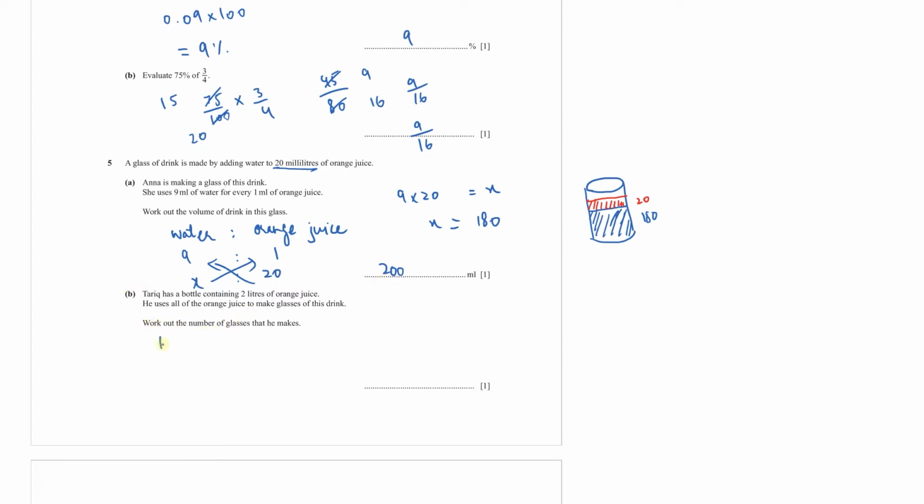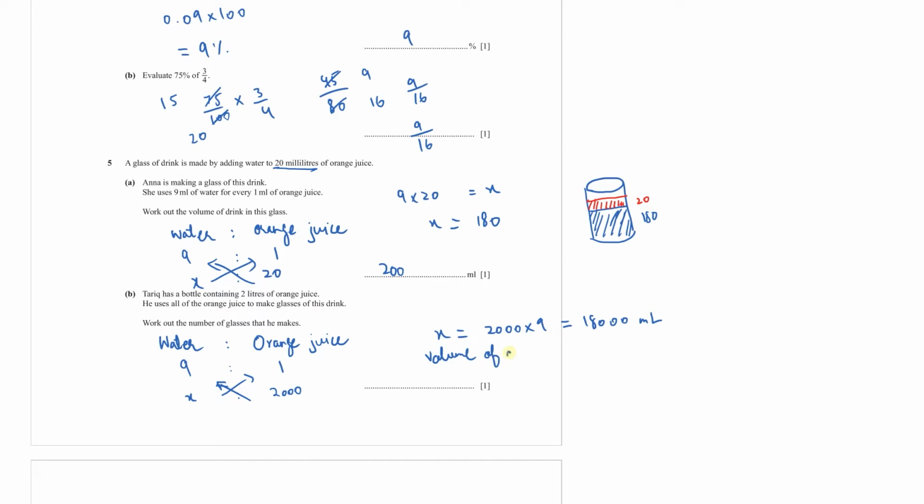So let me again write here water ratio orange juice. And we know that the ratio is 9 to 1. Now Tariq is using 2 liters of orange juice. So 2 liters in terms of milliliters will be 2000. So he has 2000 milliliters of orange juice. How much water does he need? Let's call this X. So again, I will cross multiply here. So this will give me X equals 2000 into 9, which is 18,000 milliliters of water. So Tariq will use 18,000 milliliters of water and add 2000 milliliters of orange juice to create this drink.